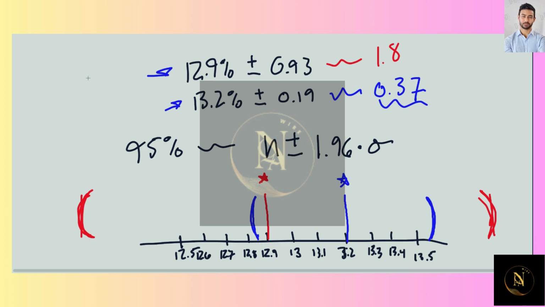Okay. And if you wanted to say that in words and numbers, you would say the 95% confidence interval for 12.9 is basically 11.1 to 14.7. And the confidence interval for the 13.2 sample is from 12.83 to 13.57, I think. And each of these means lies within the other one's 95% confidence interval.